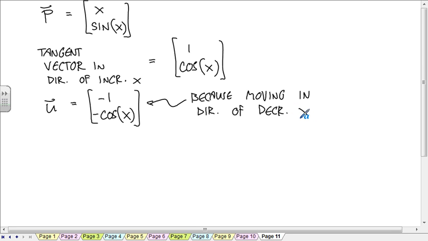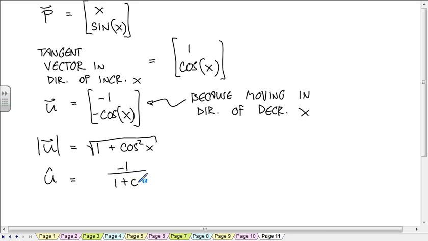Okay, so now we need to make this a unit vector. How do we do that? Yeah, so calculate the magnitude of this. That's the square root of 1 squared plus cosine squared. So the unit vector is negative 1 over the square root of 1 plus cosine squared x, and negative cosine x over the square root of 1 plus cosine squared x.